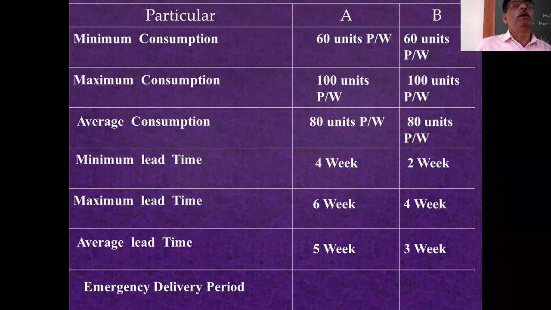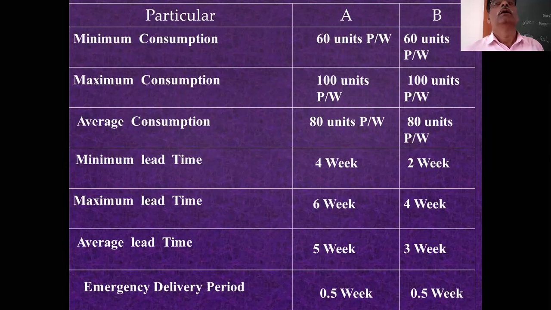Conversion of days into weeks is equal to the number of days in the given problem divided by the number of days in a week. Number of days in the given problem is 3, the emergency delivery period is 3 days. And divided by the number of days in a week, which is 6. 3 by 6 is nothing but 0.5. That is 0.5 weeks for A, and this is the same for B also, because 3 days is common for A and B. Remember the last point very carefully, because it is in days; you have to convert days into weeks.